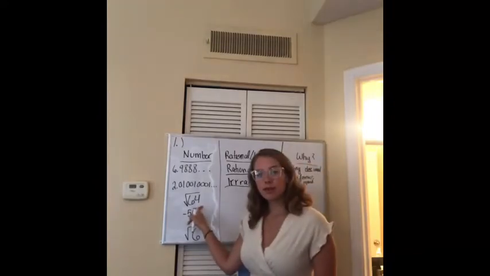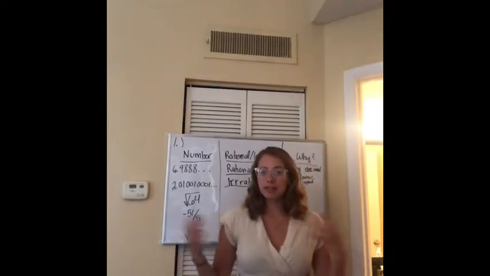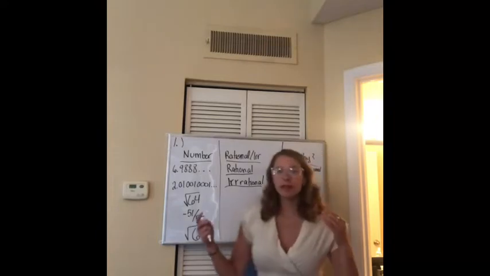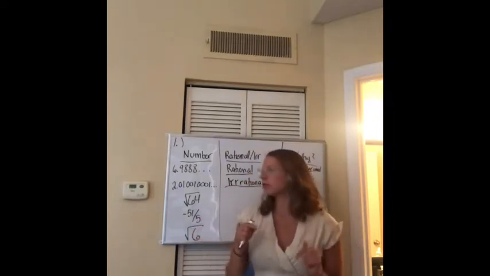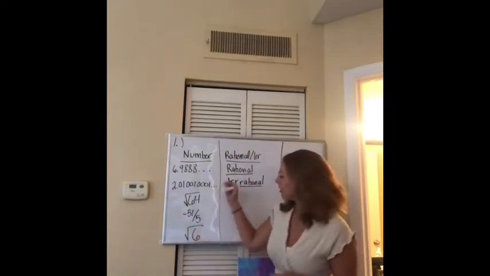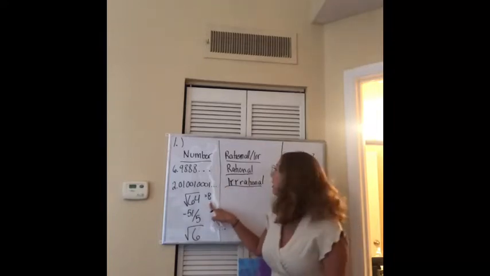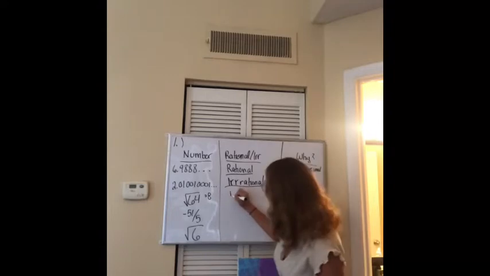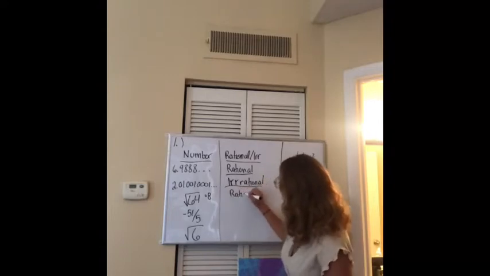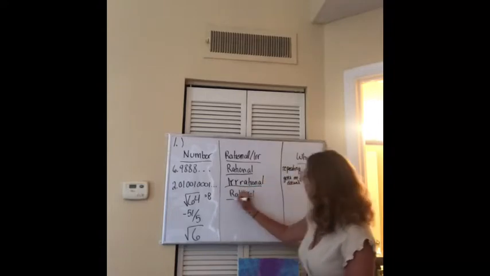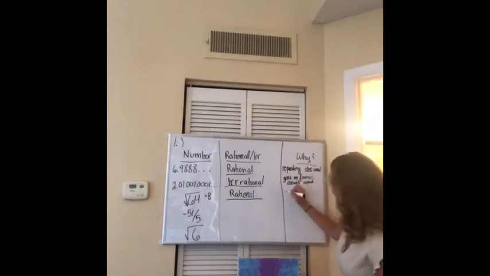The square root of 64, if you were to plug the square root of 64 into your calculator, or if you just happen to know that that's a perfect square, it's 8. 8 is an integer. Integers are rational numbers. Rational. Why? Because it's an integer.